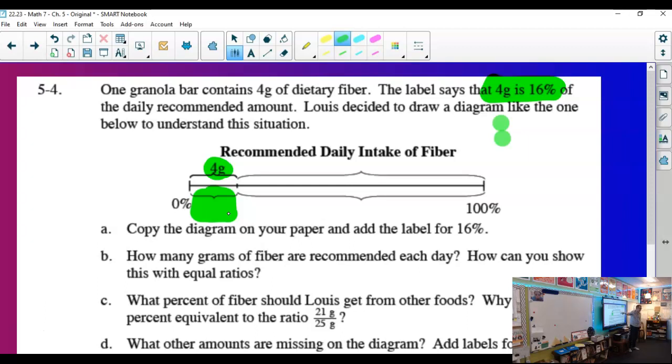Notice how it says copy, but I did the copying for you. What we need to do is complete. What percent would we be missing if we already got 16%? Okay, so we all wrote 16% here. Talk with your partner. What percent are we missing, and how much fiber would that percent be? Solve it whatever way you can figure out to solve it. Go for it. With your partner.